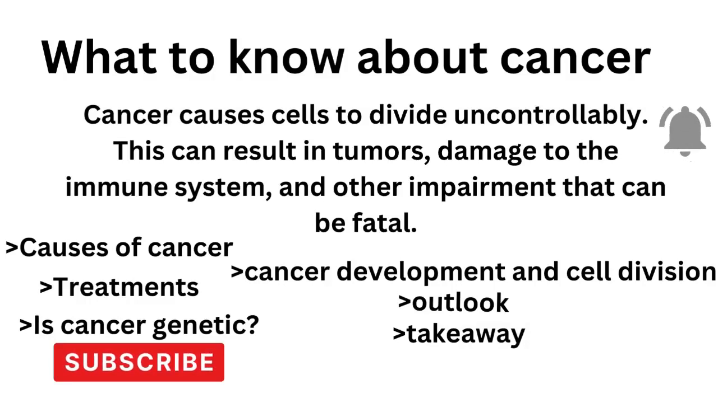Cancer causes cells to divide uncontrollably. This can result in tumors, damage to the immune system, and other impairment that can be fatal. In the United States, an estimated 15.5 million people with a history of cancer were living as of January 1, 2016, according to a 2018 report from the American Cancer Society.